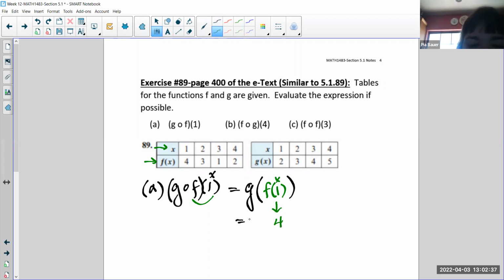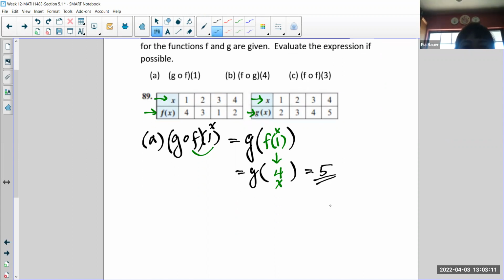So then you have g of 4. Forget about the f, forget about the x equals 1. Now we start all over again. And this here is telling you that x equals 4. But now we're using g. So here are the x's, and here are the g values. And we're interested in x equals 4, then g equals 5. So your final answer is going to be 5.